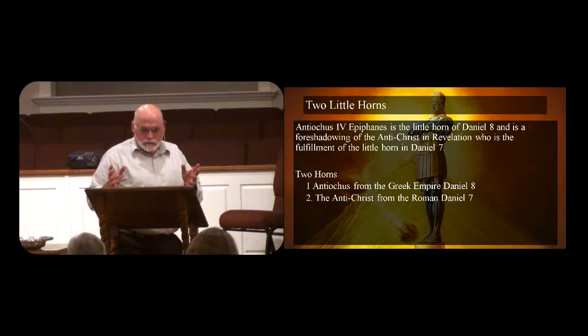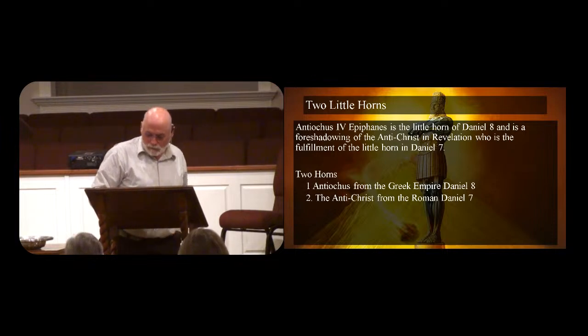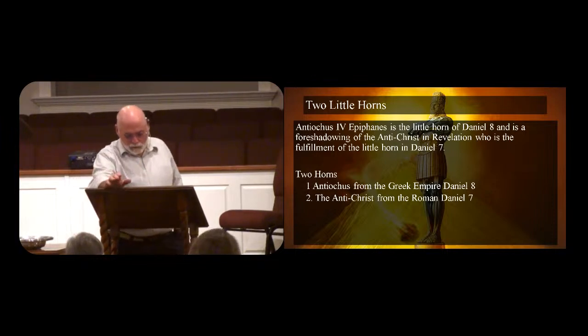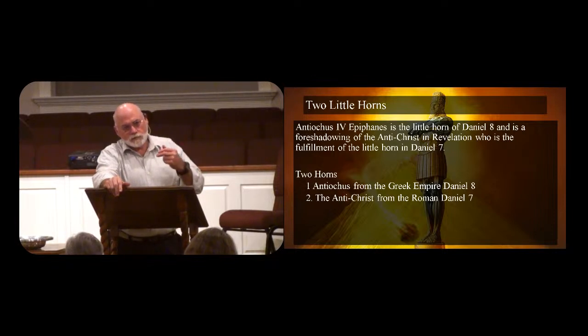Now there's a little difference. There are two horns that are talked about. Antiochus came from the Greek Empire, and that's Daniel 8. The Antichrist comes from the Roman Empire, that's Daniel 7. So even though they are both pictures of the Antichrist, they are two different people. The little horn in Daniel 8 is definitely Antiochus Epiphanes.